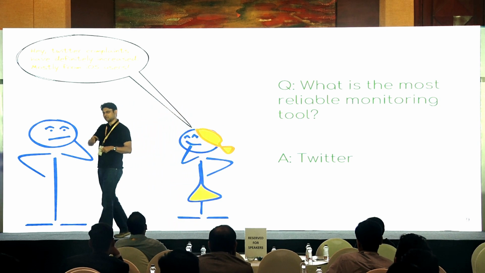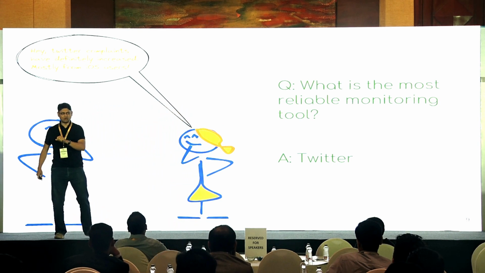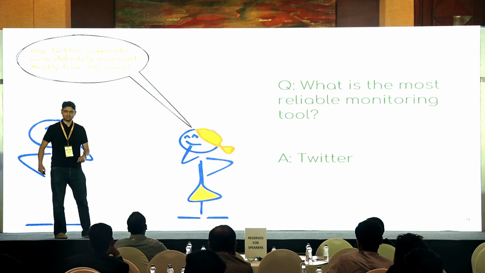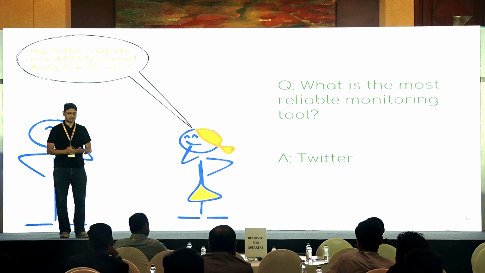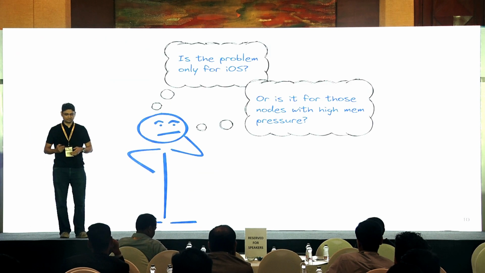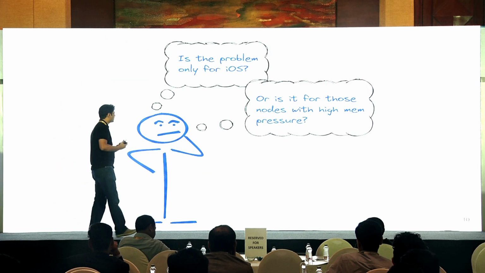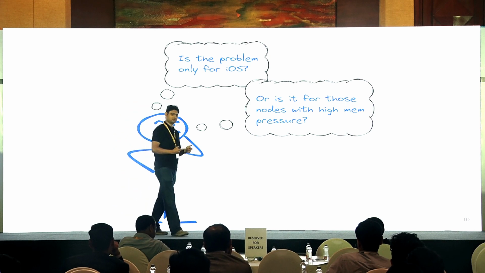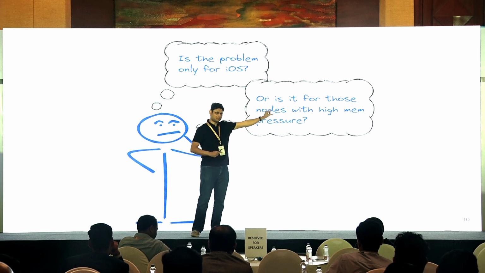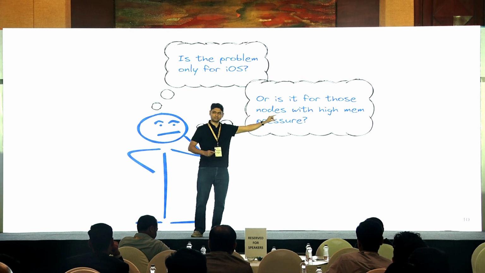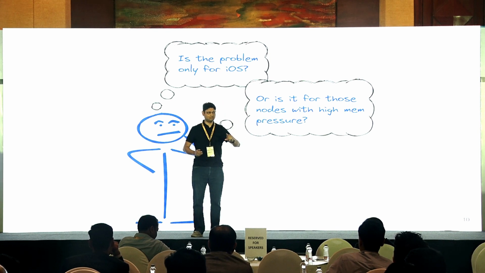My Twitter complaints have definitely increased, and it looks like they're all coming from iOS users, who are also the most paying users for us. So, okay, now things are getting a bit serious. So now you're thinking, is the problem only for iOS users? Or is the problem for requests that are going to that particular set of nodes or pods? Or is it a combination?